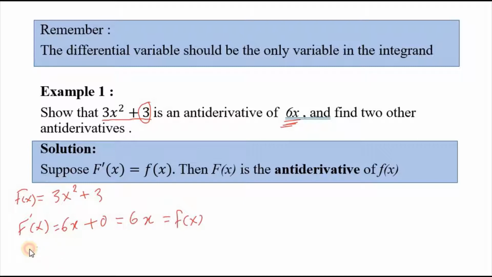Simply, I can say another antiderivative is F of x equals 3x squared minus 5. Because if I differentiate this function, I will still get 6x, because I have a different constant. I can say another antiderivative is F of x equals 3x squared plus 10, or even 100. And I will be correct, because if I differentiate this function, I will get 6x. So F of x is still an antiderivative for 6x.